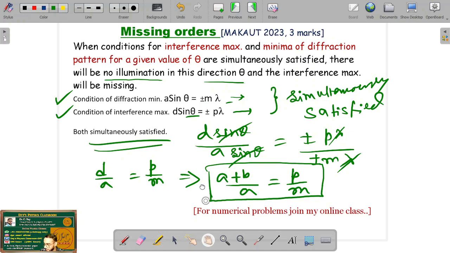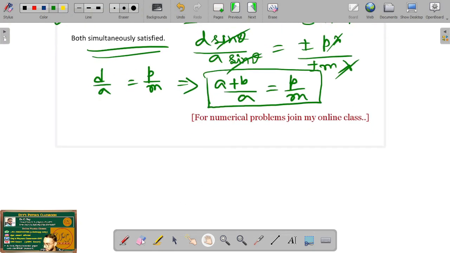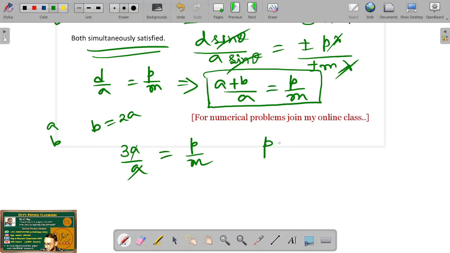So which orders would be missing? Here a is the slit width, b is the opaque width. Suppose the opaque width is twice the slit width. So what would be the condition now? The numerator would be 2a plus a, that means 3a by a, and the right-hand side would be p by m. So a cancels out, that means p, the order of interference maxima, would be thrice the order of diffraction minima, p equals 3m.